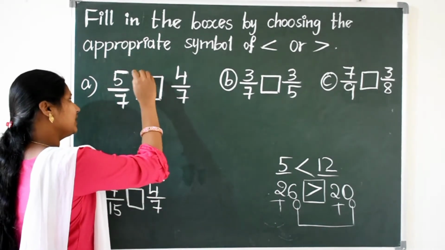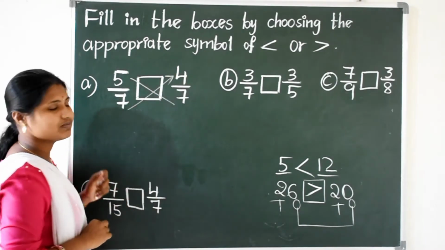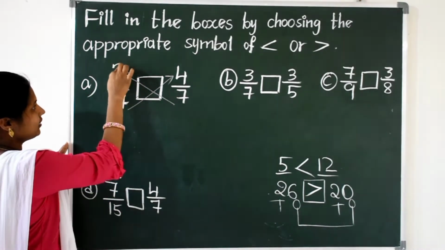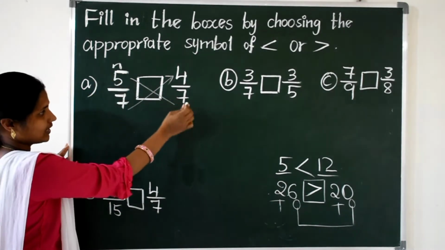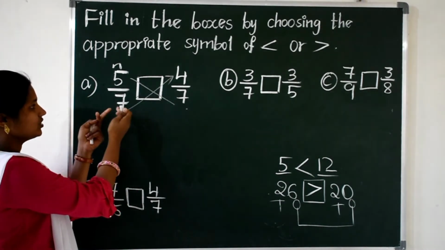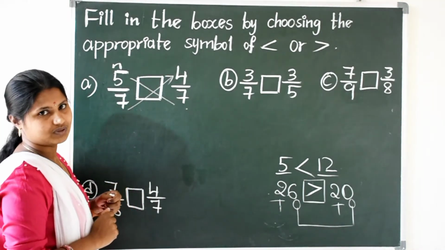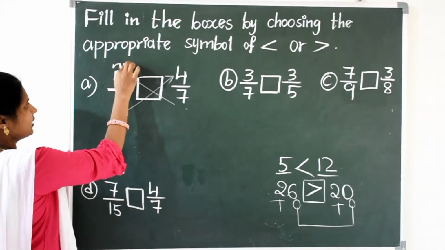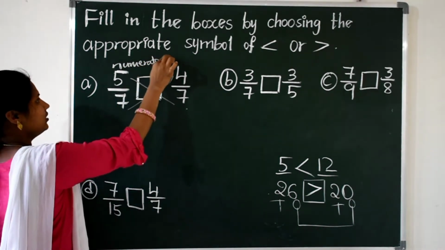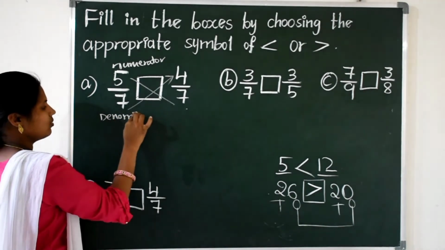So what we have to do? Just cross multiply these fractions. Multiply first numerator with second denominator, and multiply first denominator with second numerator. Right? This is the numerator. Upside one is called a numerator, no? And downside one is called denominator. Right? Now multiply.